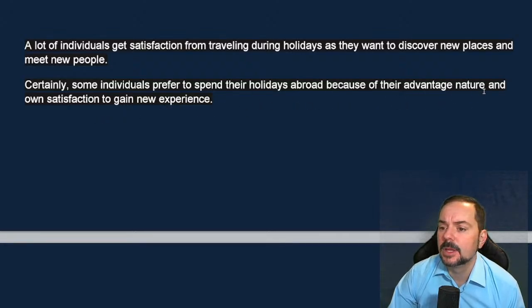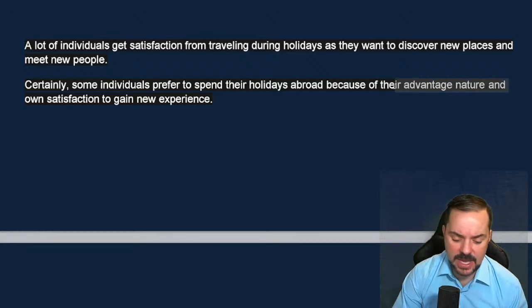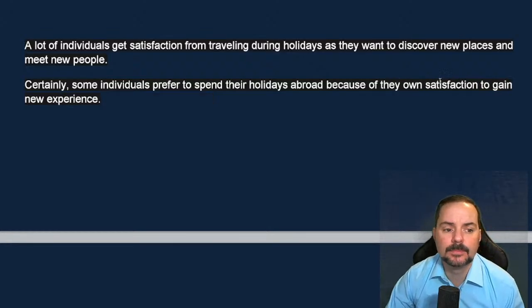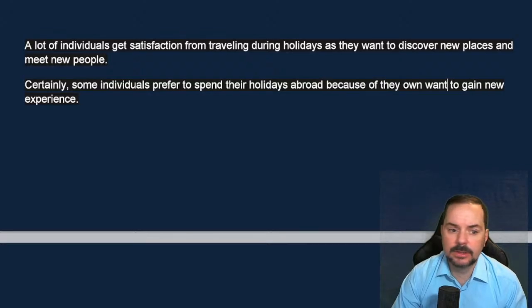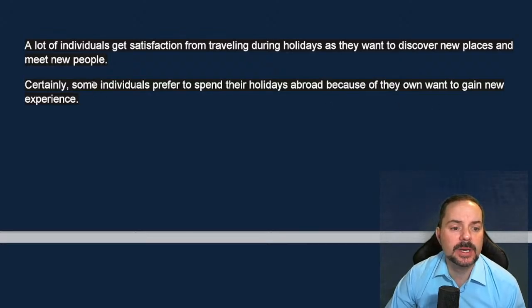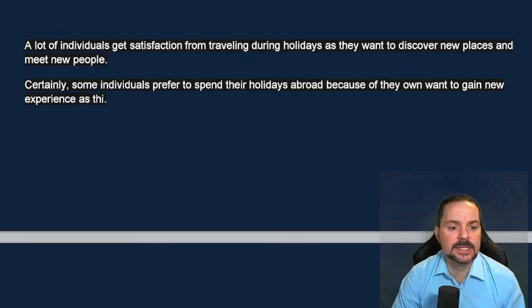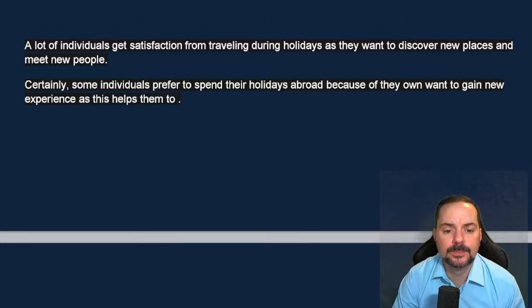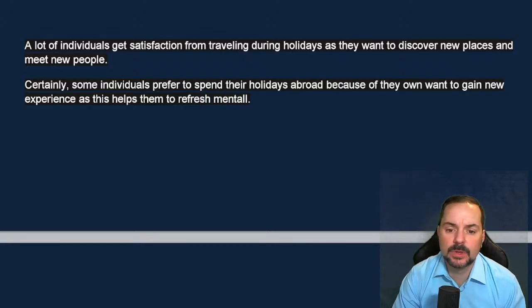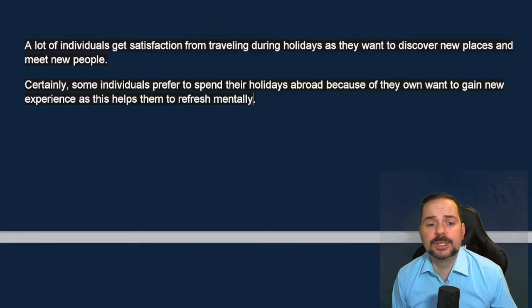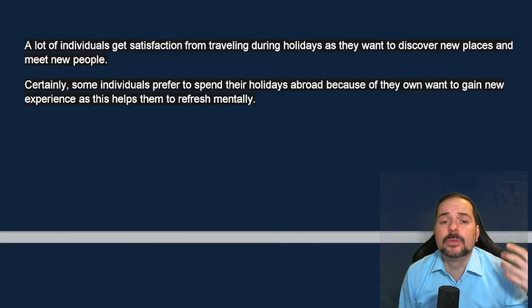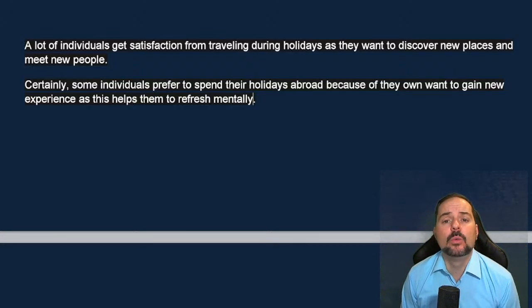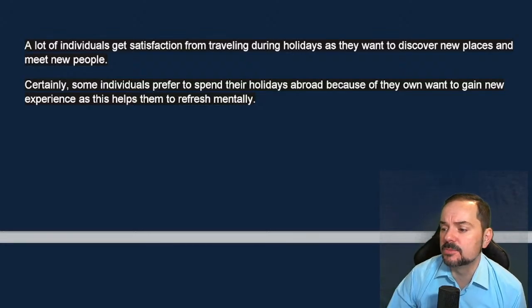Because they want to gain new experience, as this helps them to refresh mentally. Okay, so yeah, you want to give more detail, and gaining experience while traveling during the holidays is definitely a bit more detail. So you're explaining why people are doing that. You're saying that they can get refreshed or they can relax while doing this. Okay, so that's going to be much, much more accurate.